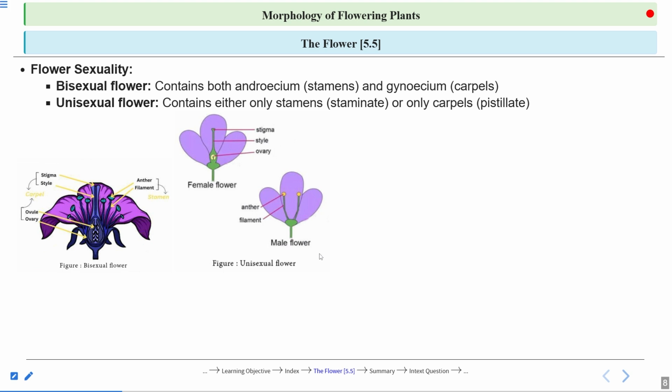So there are two types of flower. If you talk about examples, mostly the cross-pollinated flowers are the unisexual ones. One example is papaya and another example is watermelon. Yes, the cucurbitaceae family. In that cucurbitaceae family we have the bottle gourd, right? That has all unisexual flowers.